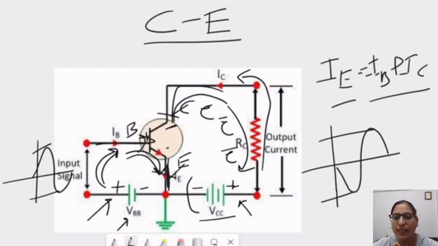Here one thing we can see is that the frequency of oscillation of the input signal is the same as the frequency of oscillation of the output signal, but only the amplitude is changing. So this is 180-degree phase reversal and the amplitude is a little higher. So this is the basic understanding of how this common emitter circuit is working. Now we will discuss the input and output characteristics of common emitter configuration.